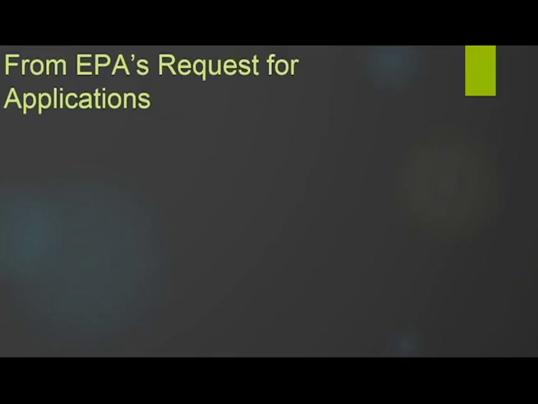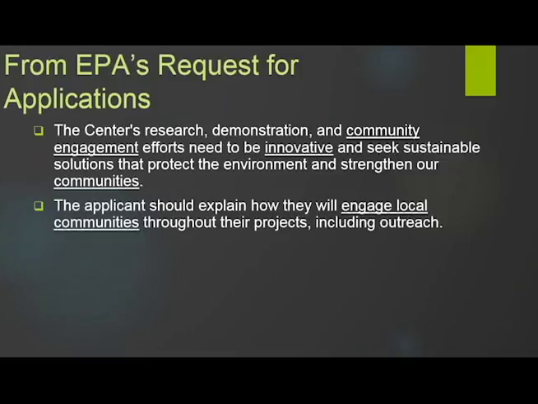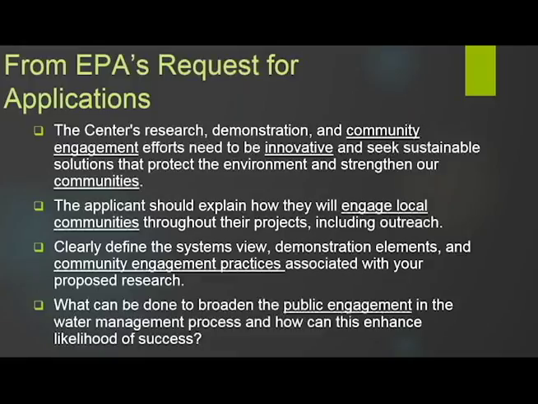Further, for the EPA's request for applications, over and over community is emphasized. They were requesting how we are engaging the community in making our research innovative and sustainable, as well as protecting the environment and strengthening communities. And also, the EPA wants to know how we will engage the local communities throughout the project, including outreach, as well as define the community engagement practices associated with the research in addition to the systems view and demonstration elements. And lastly, explain how we may broaden public engagement in water management and how this can enhance the likelihood of success in projects and in research. So this was requested through the proposal that we submitted and were awarded, and things that will need to be reported on in the future.